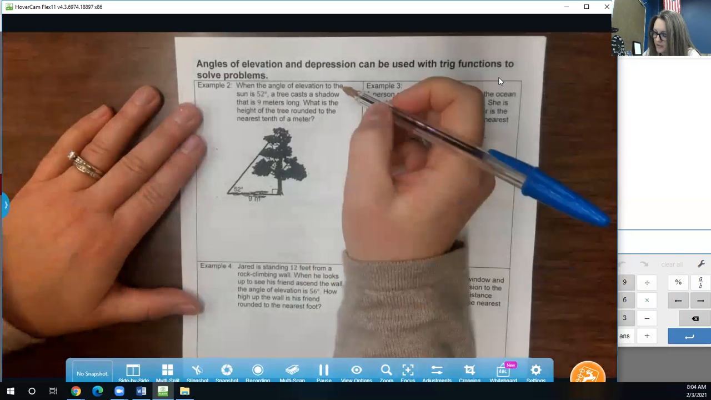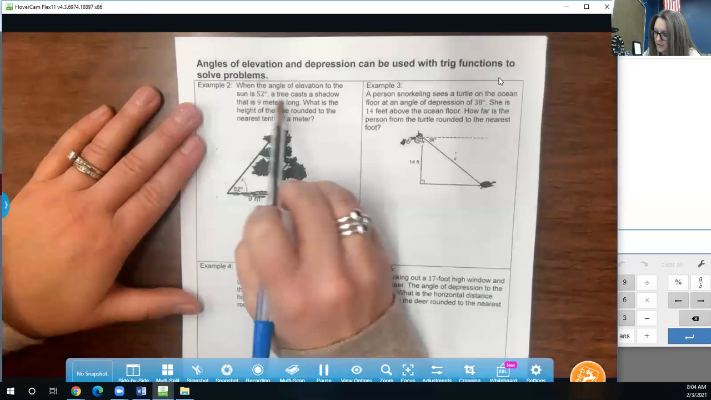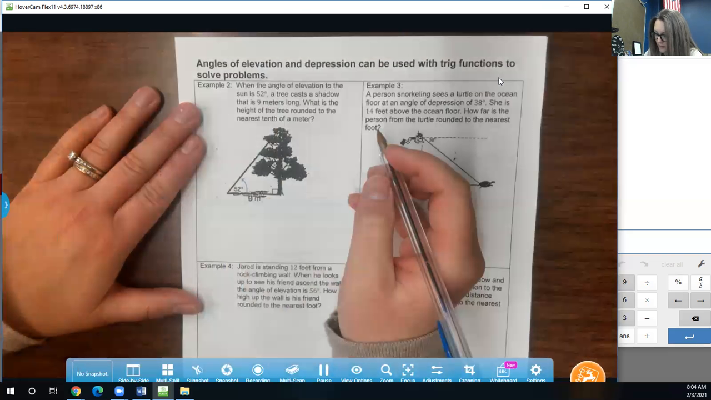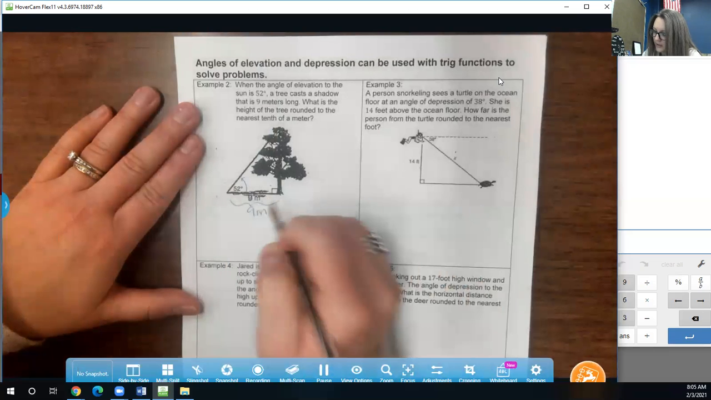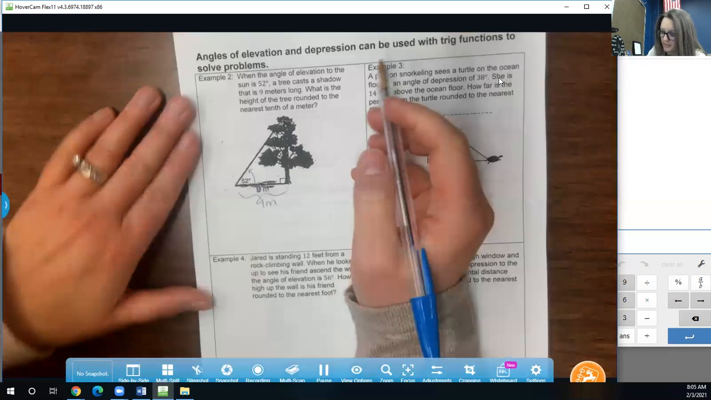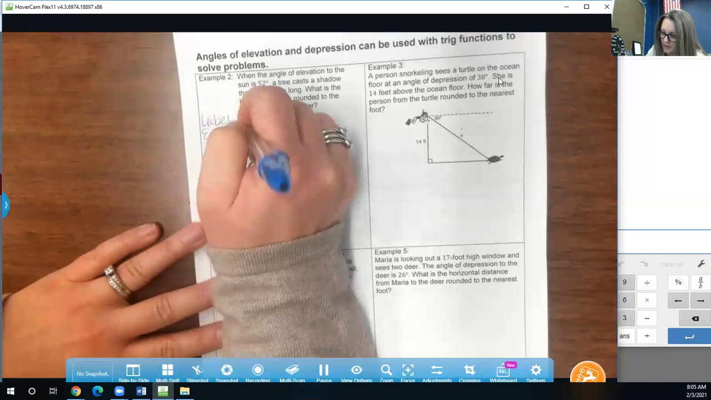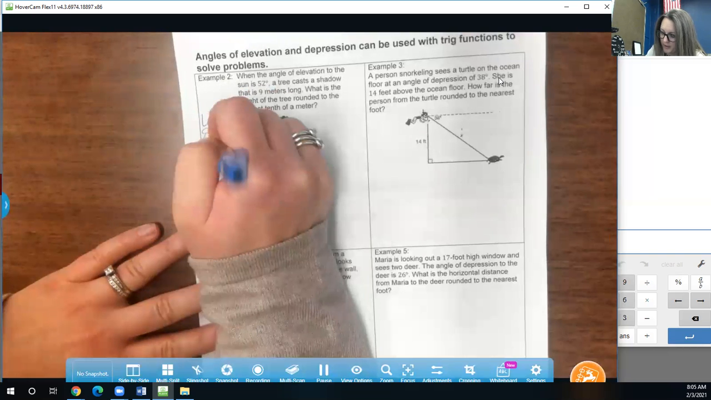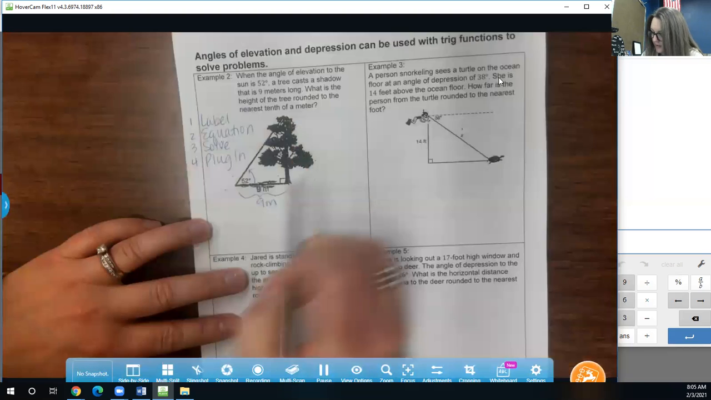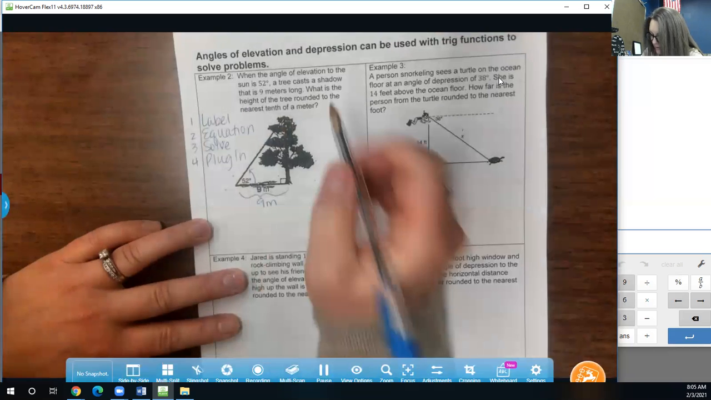When the angle of elevation to the sun is 52 degrees, so angle of elevation here, a tree casts a shadow that is 9 meters long. So here it's kind of hard to see, but that's 9 meters. What is the height of the tree rounded to the nearest 1/10 of a meter? So we're going to follow our steps here, right? Remember, we're going to label, then we're going to write our equation, and we're going to solve, and then we're going to plug back in. So things we've been doing already, 1, 2, 3, 4. So we're going to label because I want to know what the height of the tree is. Well, the height is here, right? So I'm going to call this X.